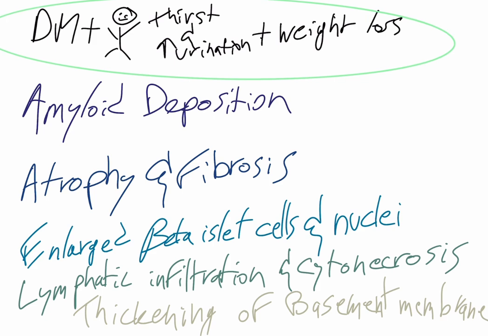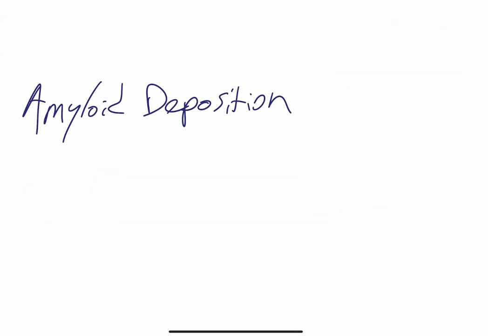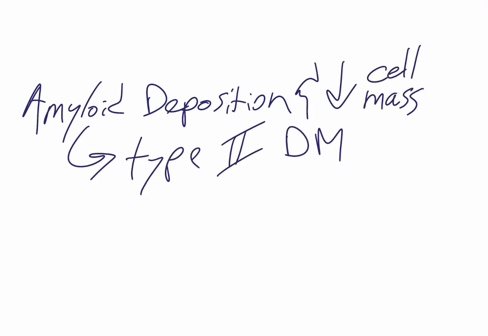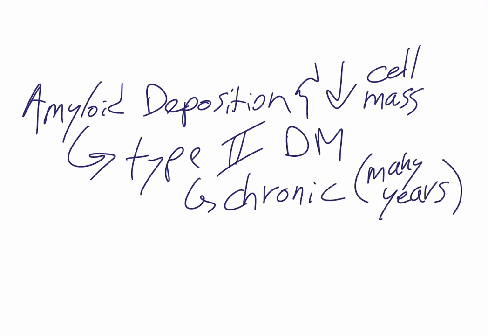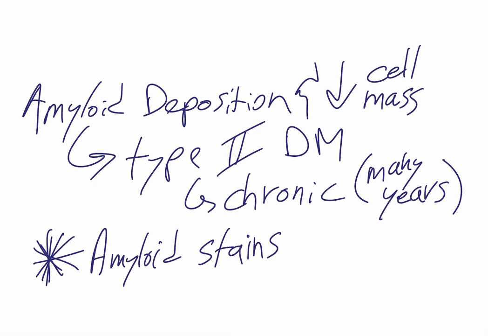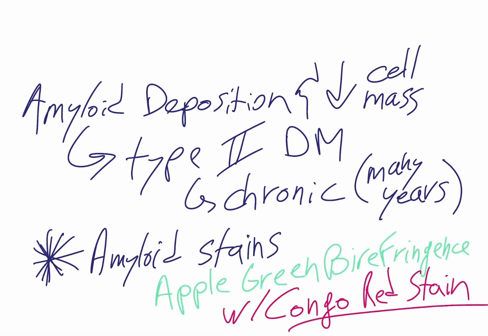So option number one, amyloid deposition and reduction of cell mass. This is something normally that you would see in type 2 diabetes, indicating the chronic nature of that disease. If someone has type 2 diabetes for many months or many years, and then you biopsy their pancreas, you would expect to see amyloid deposition. That's very characteristic of long-standing type 2.